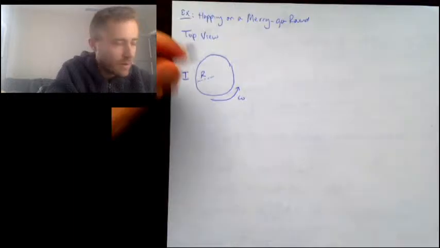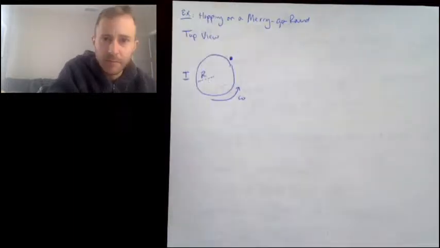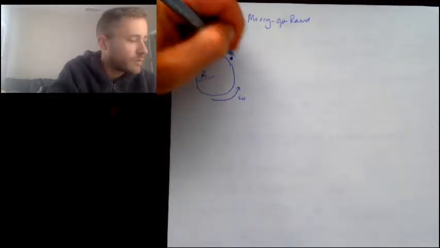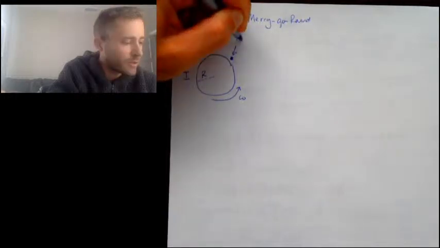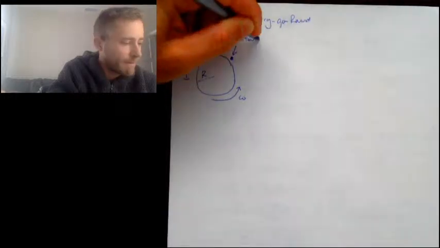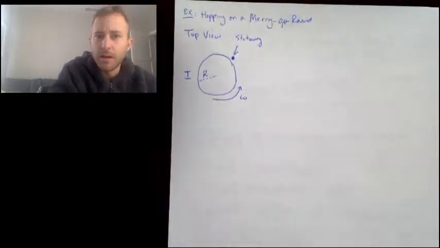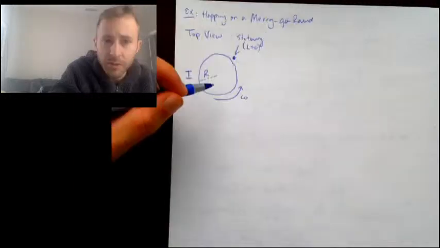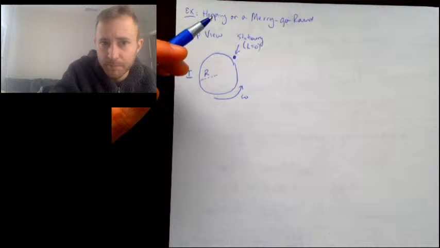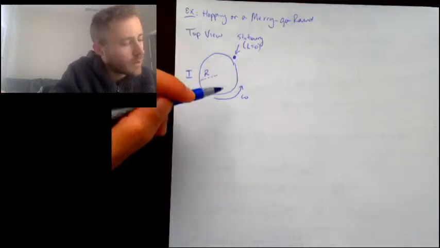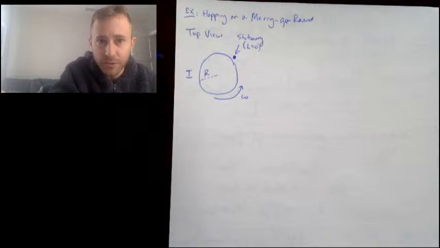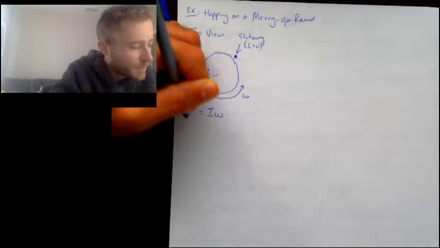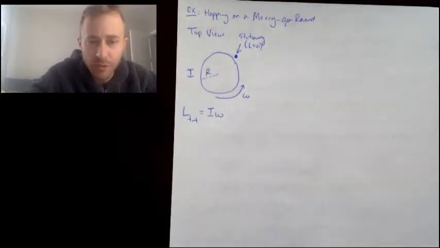Okay? And you are standing, not on the merry-go-round, but you are at rest. Just standing just outside the edge of the merry-go-round. So you are stationary. Okay, because you are stationary, you have no angular momentum. The merry-go-round does have angular momentum, okay? And that angular momentum, because the merry-go-round is spinning, is given by I omega. So the initial angular momentum is just I omega, just the angular momentum of the merry-go-round.